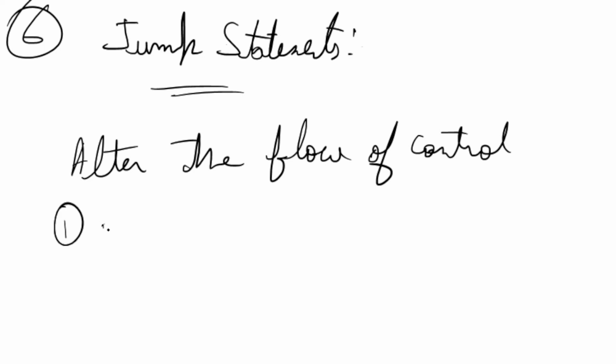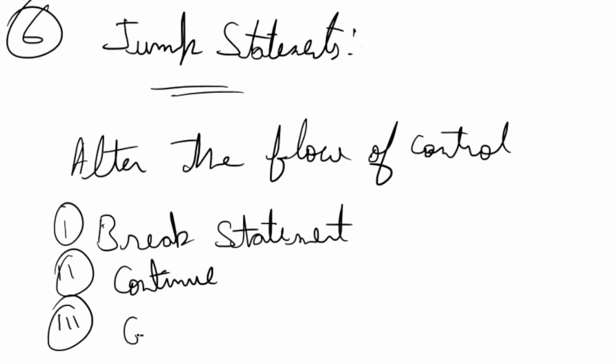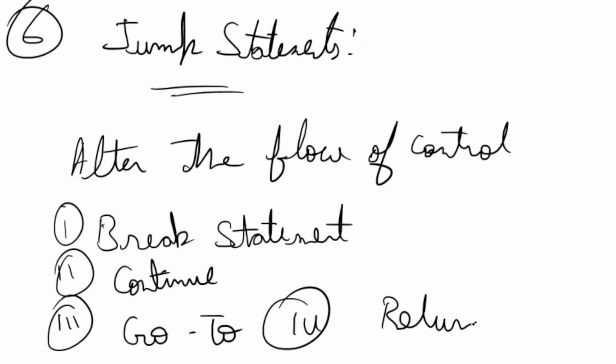Okay, so there are basically 4 types of jump statement. First one is your break statement, second one is your continue, third one is your goto, and fourth one is your return. Okay, so let's see the first one, which is our break statement.